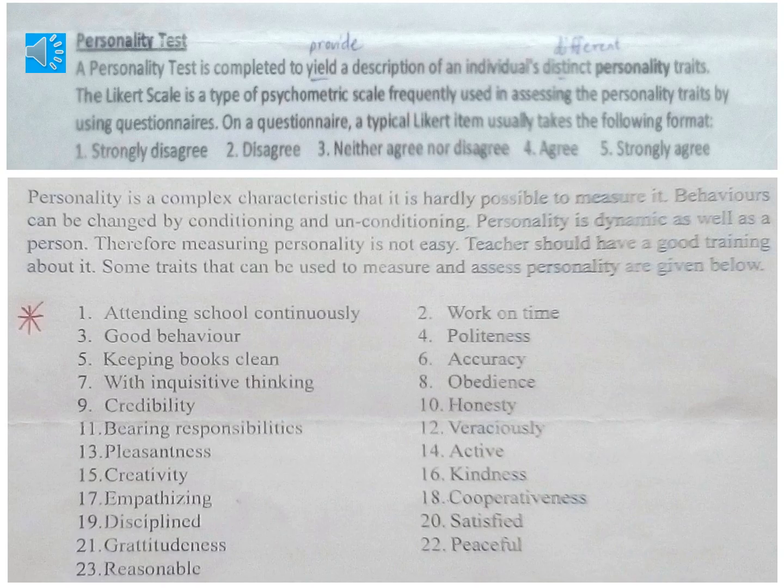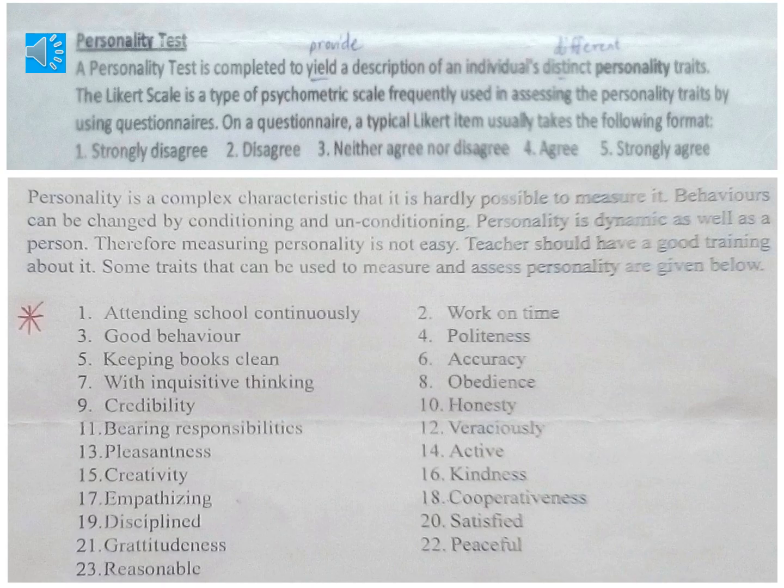Then you can use a questionnaire, right? Give questions, and in that scale you can find on a questionnaire, a typical Likert item usually takes the following format: strongly disagree, disagree, neither agree nor disagree, agree, strongly agree. Either in ascending or descending order. There should be 5 options, and the middle one is average, right? Neutral. Then you can see some personality traits are given down there.